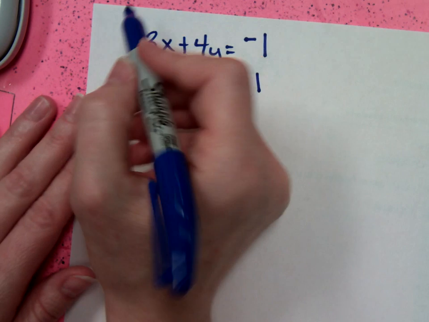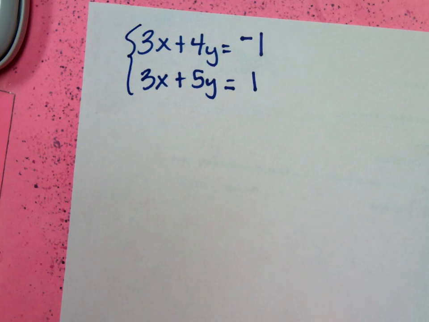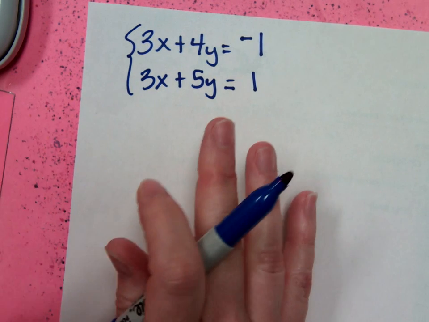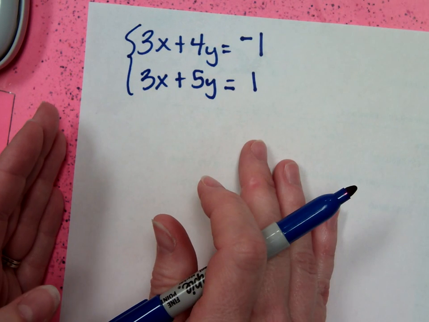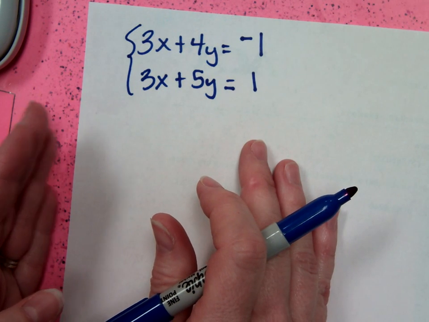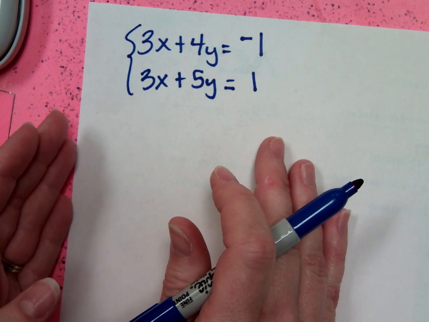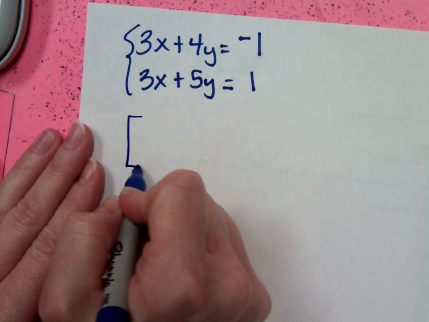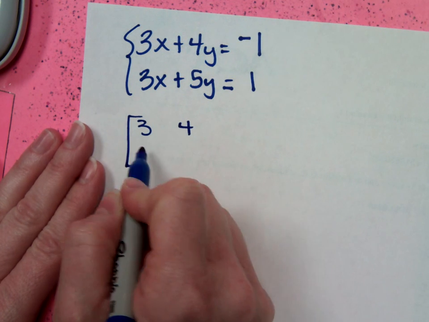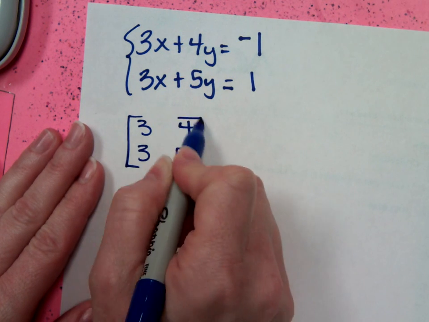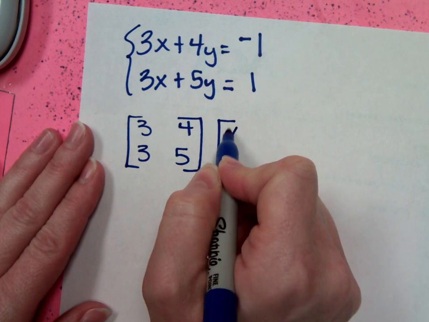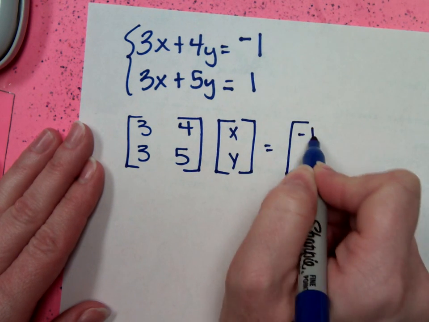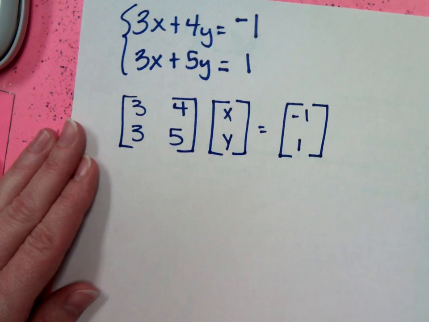Here's my system of equations, okay? You can use a matrix. You can set this up as a matrix and solve for x and y. You have a coefficient matrix where you put all your coefficients in times xy equals -1, 1. Okay? That's what you have right there.